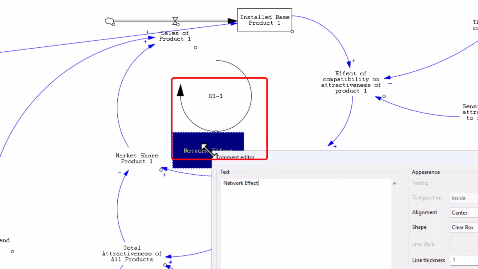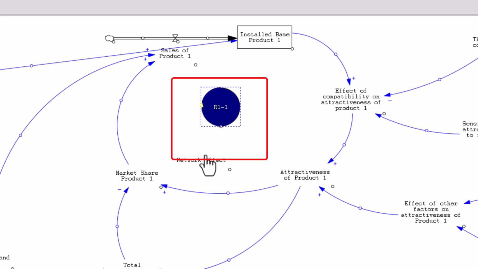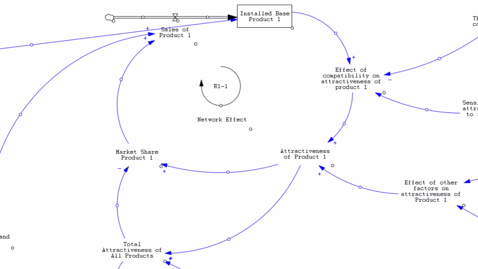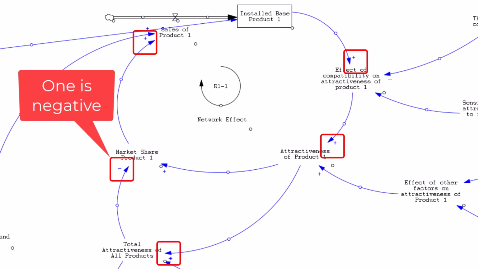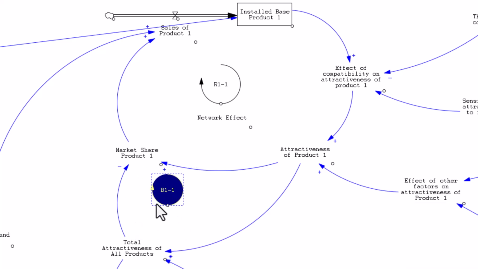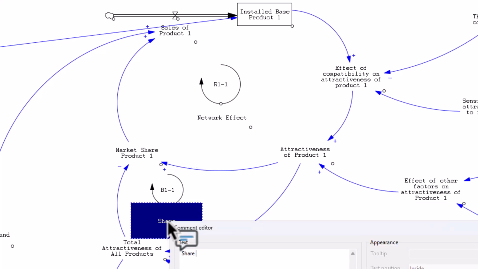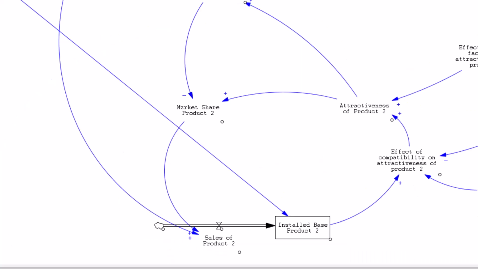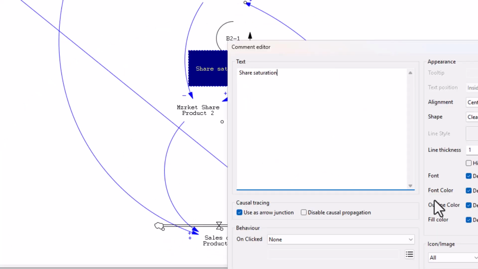Here we see we have one reinforcing loop, which we'll name R1 network effect. And here we have one balancing loop, which we'll name B1-1 share saturation. These are a reinforcing loop and a balancing loop for product 1. They're going to drive the sales of that product. Similarly, we have one reinforcing loop and one balancing loop for product 2.